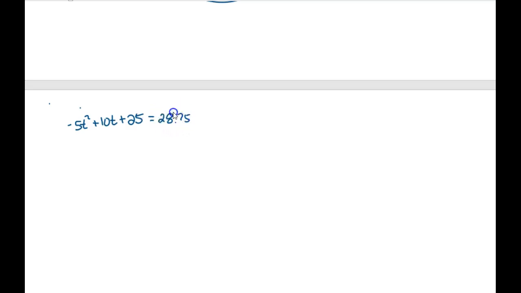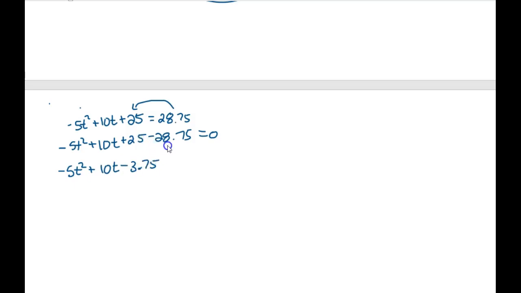Take the value that you put in for height, bring it over to the other side, and combine it with the 25. So negative 5t squared plus 10t, plus 25 subtract 28.75 equals 0. So negative 5t squared plus 10t, and you get negative 3.75 when you subtract.